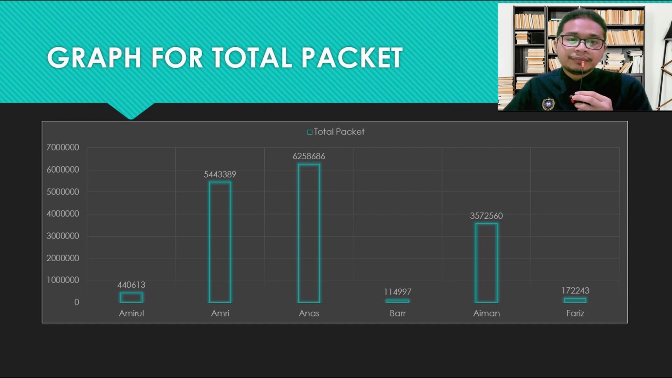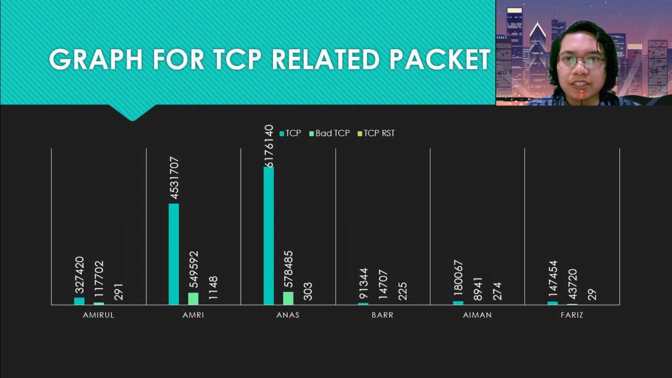Thank you. Assalamualaikum, my name is Fariz Helmi bin Talip and I'll be presenting the graph for TCP related packets. As you can see, Anas has the most TCP packets, which consists of over 6 million TCP packets. Among those packets, he has 575,485 bad TCP packets and 303 TCP reset packets.